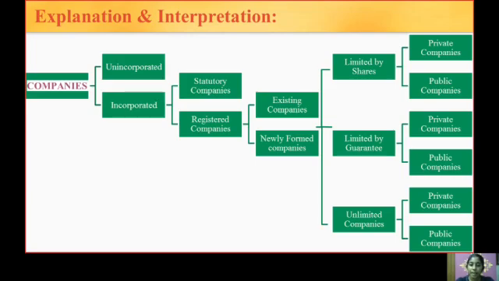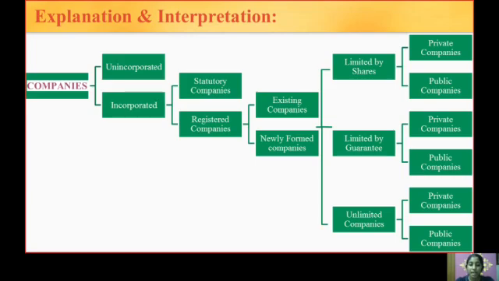A public company means a company which is not a private company. In a public company, the public is invited to subscribe to the shares of the company, usually by issuing a prospectus. Prospectus means invitation. Shares are easily transferable in a public company, and the name of the company should always end with the word limited. In a public company, the minimum number of members is 7 and the maximum has no limit.